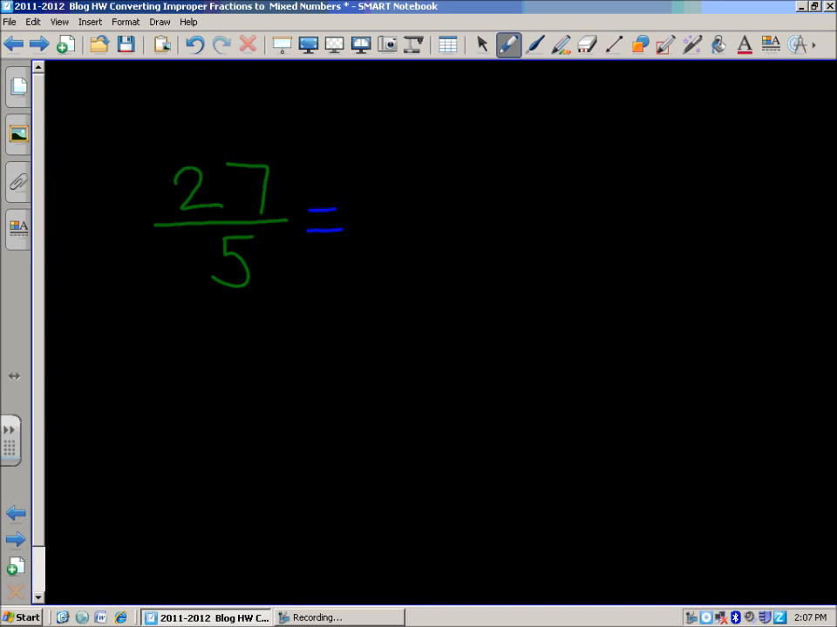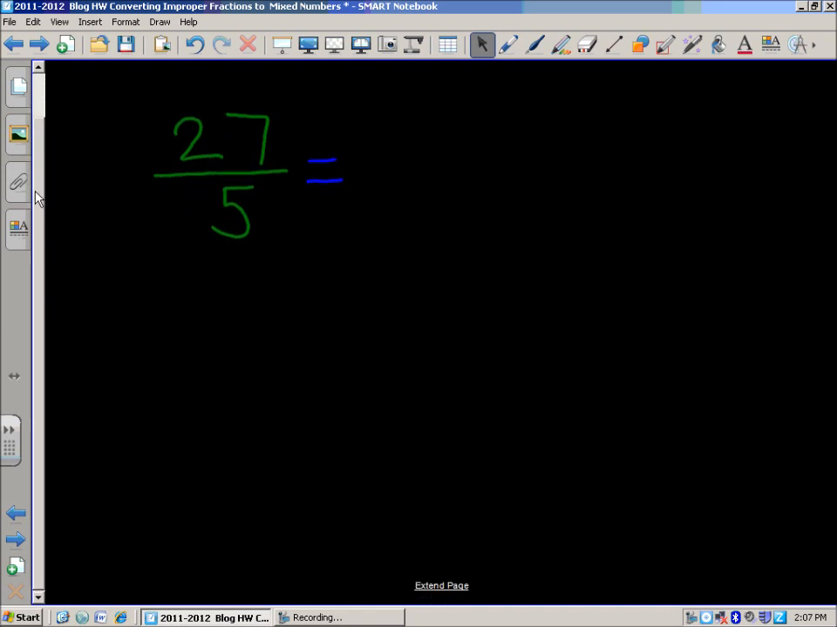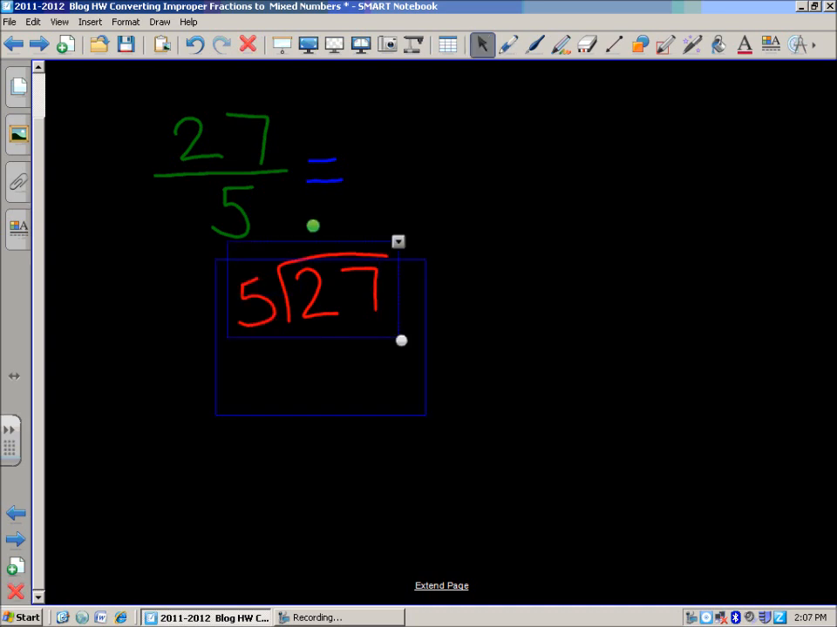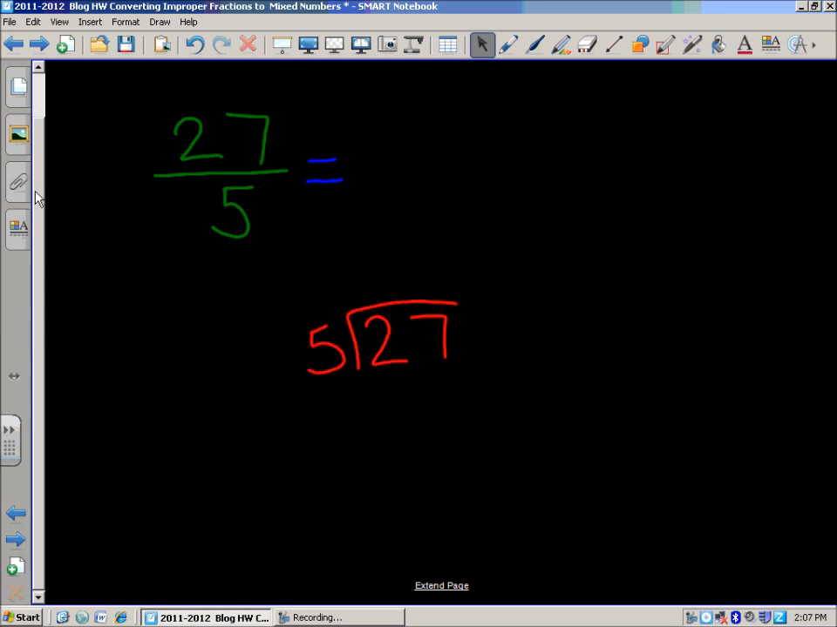Well, the first step is to divide the numerator by the denominator. And really, that makes sense because every fraction is also a division problem. You can look at it and read it this way, 27 divided by 5. So let's go ahead and do that. We've got 27 divided by 5. I'm going to move this down so we have a little bit more workspace.